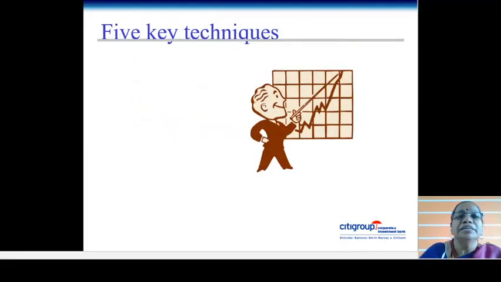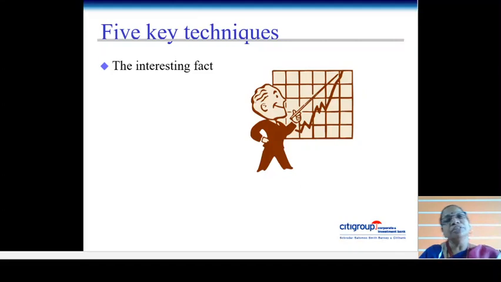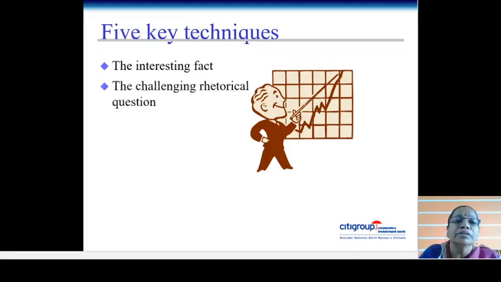Five key techniques you should apply. Which are they? First, interesting facts. Whenever you are presenting anything, use interesting facts in between your presentation. Challenging rhetorical questions should also be included in your presentation. Means in between you have to ask questions to your audience, and that should be a rhetorical question, means yes/no type questions.